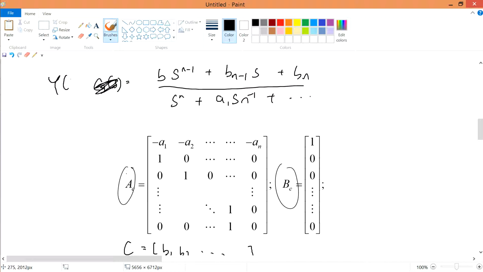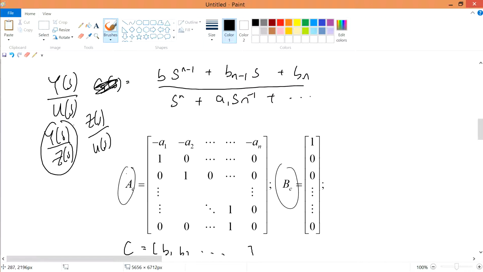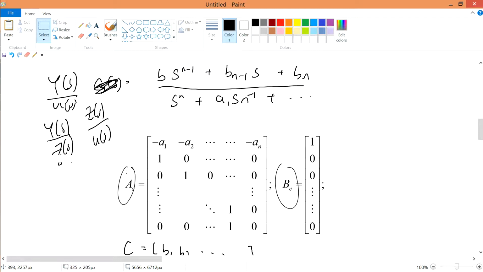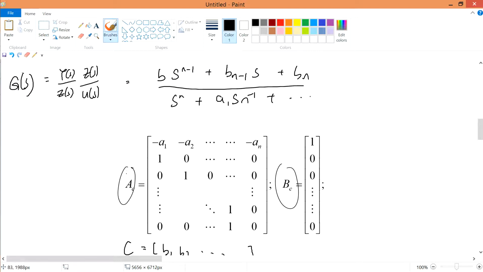Your transfer function Y(s) over U(s) can be rewritten as Y(s) over Z(s) times Z(s) over U(s). Where your Y(s) over Z(s) is actually your top of it. I don't know whether it is top or not, but at least you get to know that maybe I should be right. The transfer function Y(s) over U(s) can be rewritten as Y over Z times Z over U. It's a chain rule. If you cancel, you have Y over U back.